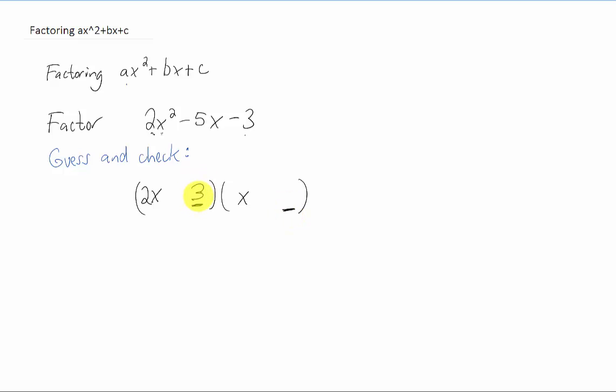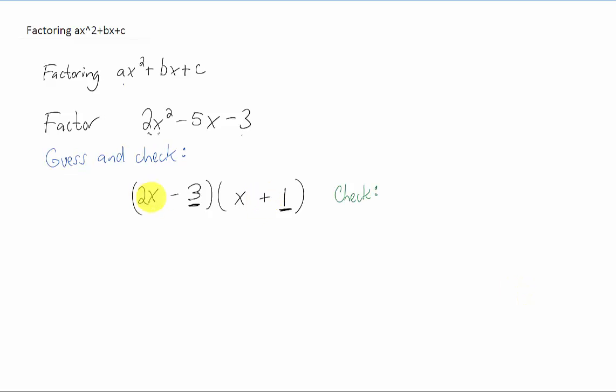We're just going to throw out a random guess. I'll put a 3 here and a 1 here. Let's call this a negative and let's call this a positive. And the check step is usually multiplying out in our head or writing it down on paper, these two binomials to see if we get the trinomial that we started with in the first place. Now if we multiplied this out, we'd get 2x squared plus 2x minus 3x minus 3. And the question is, is that the same thing as the trinomial we started with? It's not, because when we combine these two terms together, we don't get -5x.